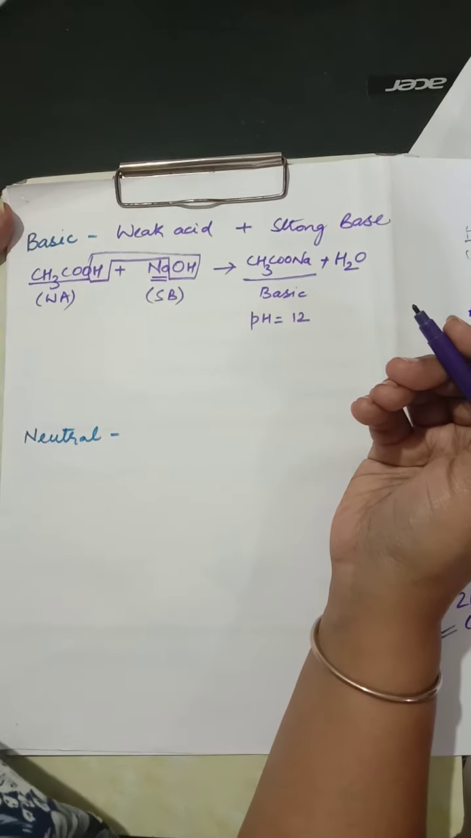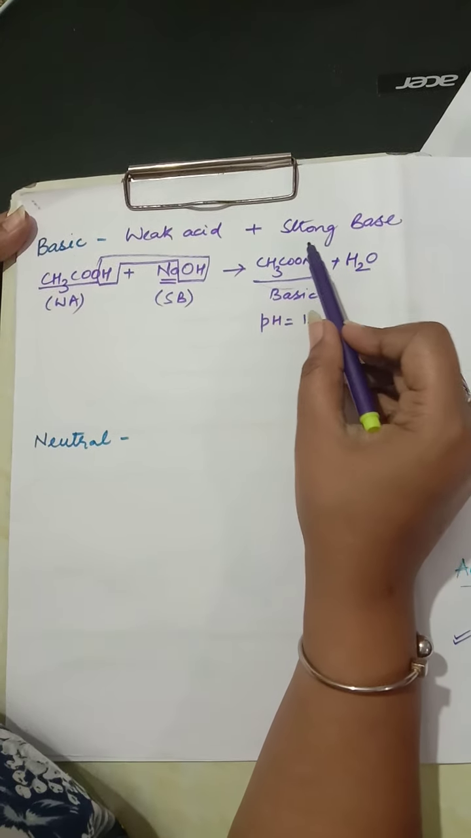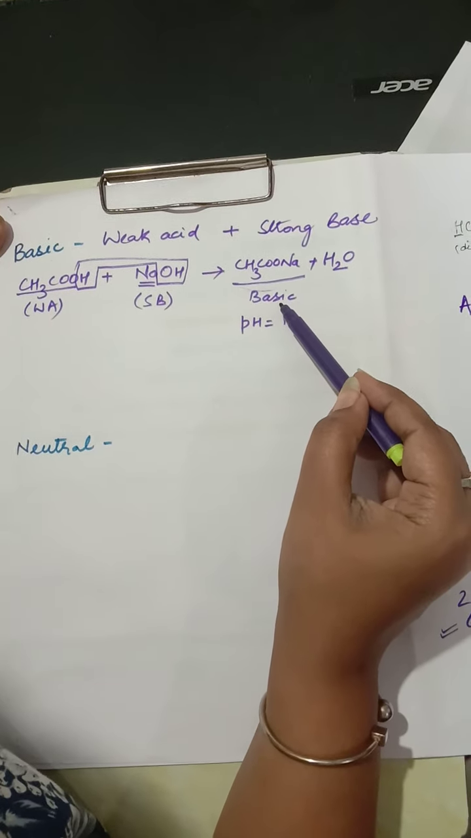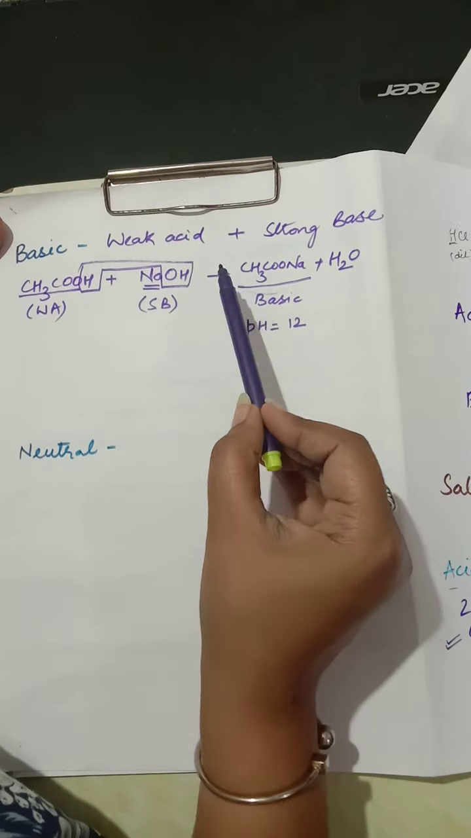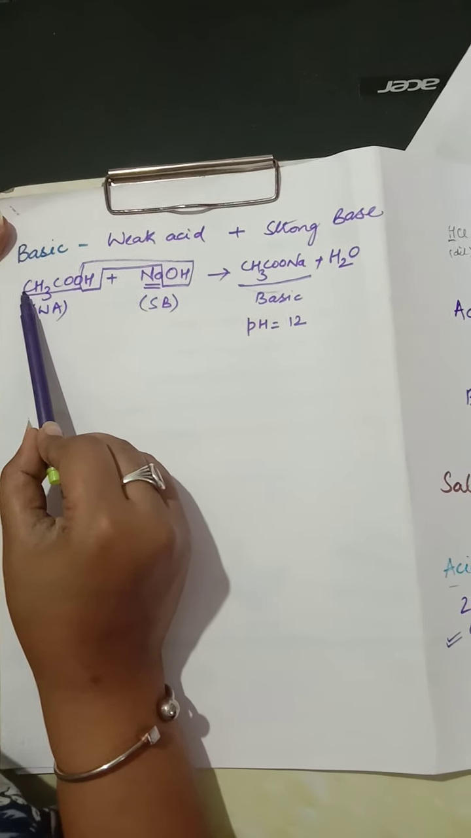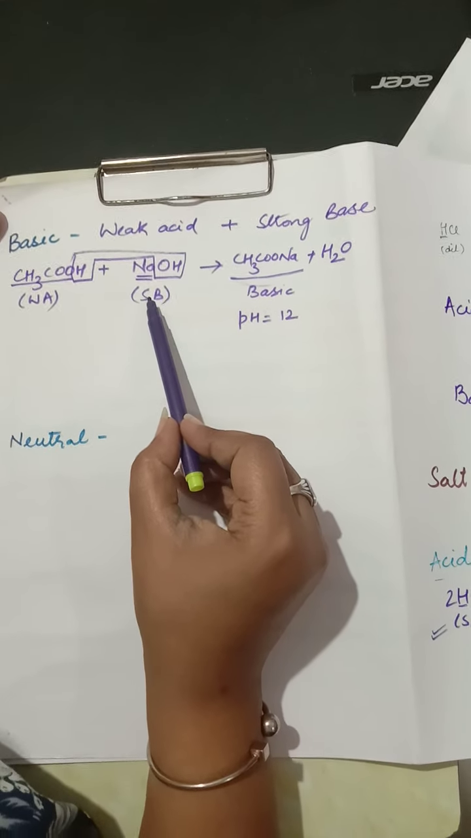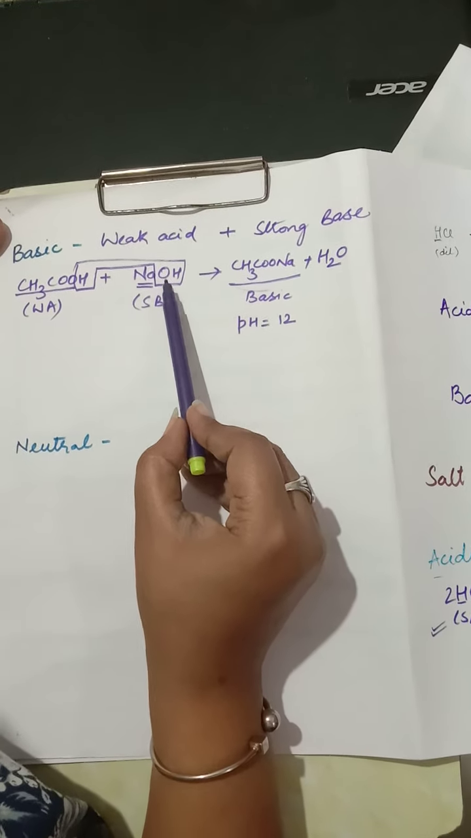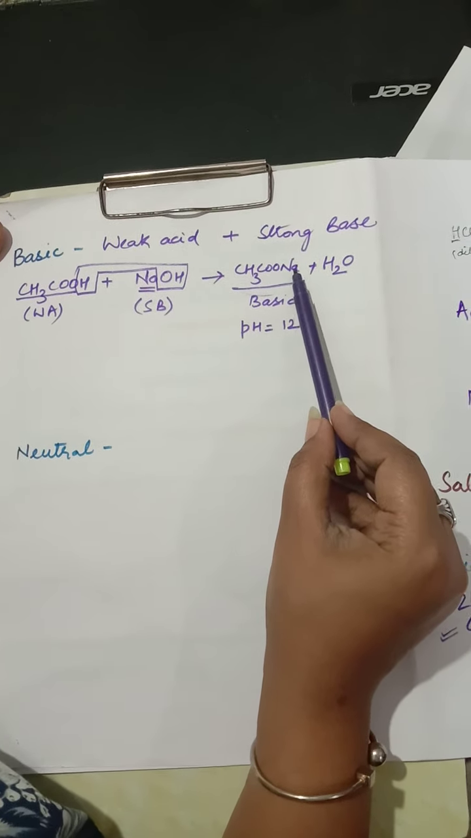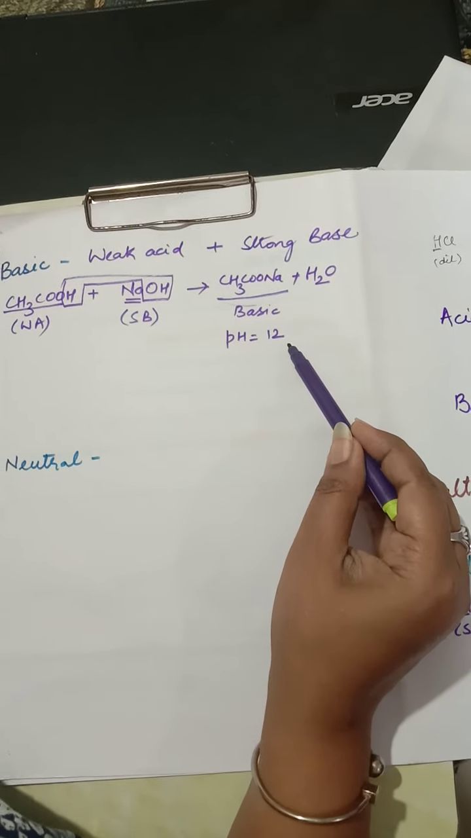Alright. Another type of question. What is the nature of sodium acetate and why? Sodium acetate's nature is basic because it is formed by the neutralization of weak acid, that is acetic acid, and sodium hydroxide, which is a strong base. Here the base is stronger, that is why the nature of the aqueous solution of sodium acetate is basic and its approximate pH value is 12.